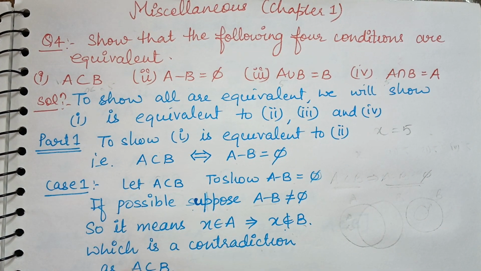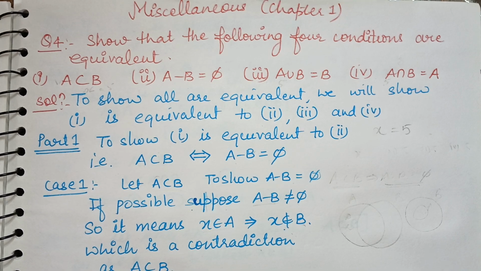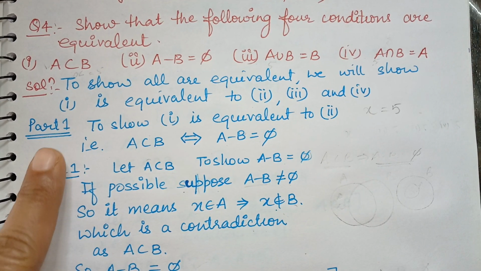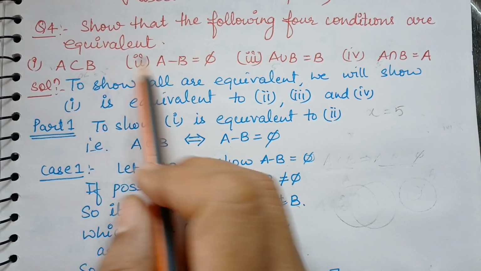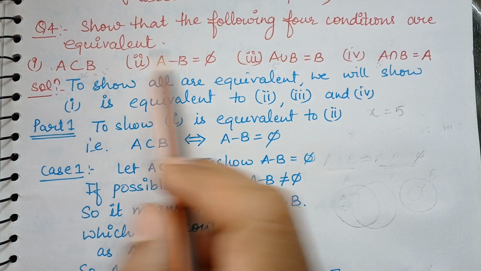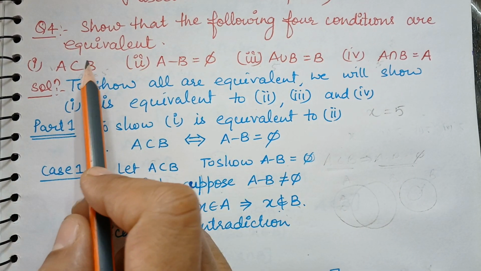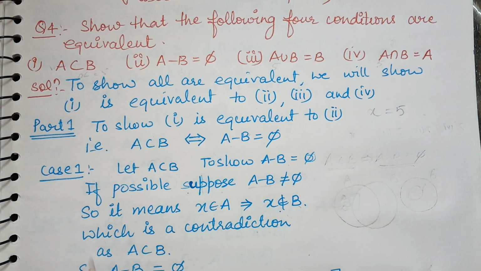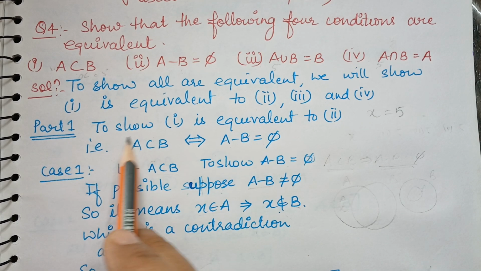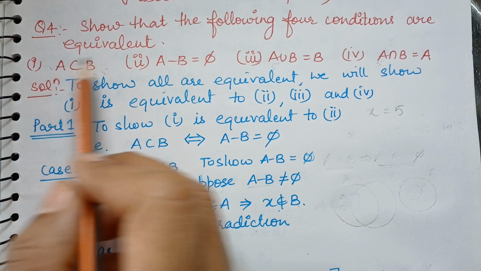So what we will do, we will just divide it into 3 parts. Part 1, I will show that first is equivalent to 2. In part 2, first is equivalent to 3. In part 3, first is equivalent to 4. So let us start with the first part, in which I have to show that first is equivalent to 2.